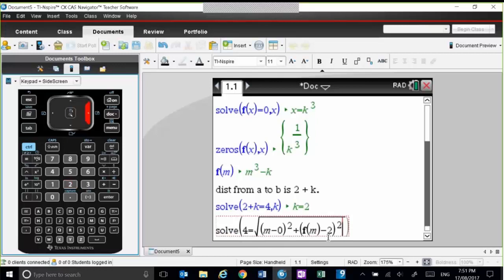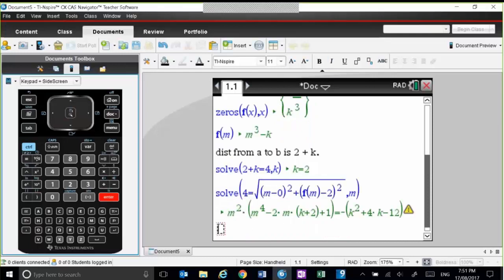Now, the only thing we actually haven't taken into account here is the fact that we are solving for m, because we want to find the value of m. And if I press enter, something interesting will happen. You'll notice that the answer is in fact all in terms of k. That's because remember the function still has k as a variable, but we realise that k is actually 2.